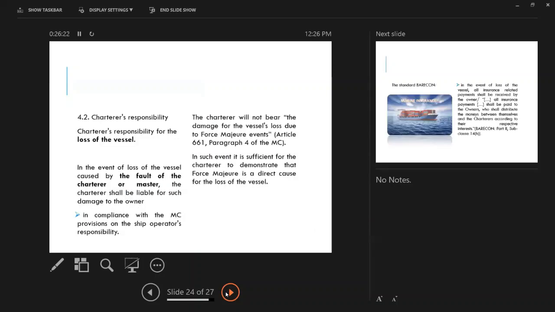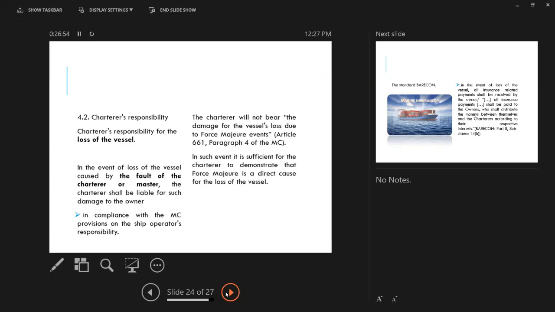Also, charterers, he has a lot of responsibilities. First of all, he is responsible for the loss of the vessel. This is really serious problem. So in the event of the loss of the vessel caused by the fault of the charterer or maybe master of that vessel, the charterer shall be liable for such damage to the owner in compliance with our provisions from our maritime code on the ship operator's responsibility.